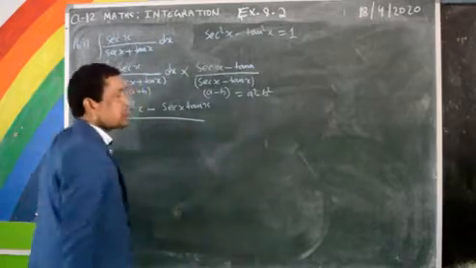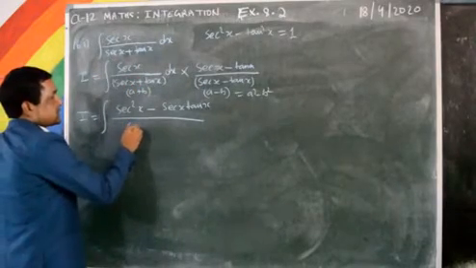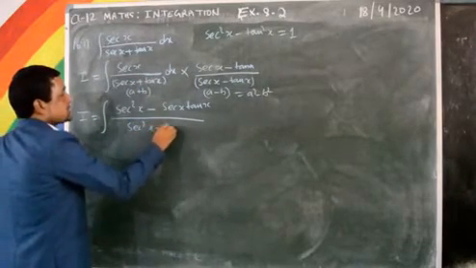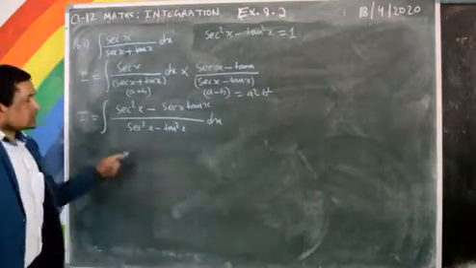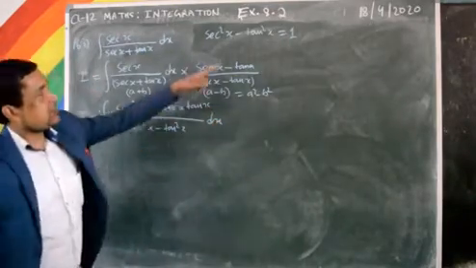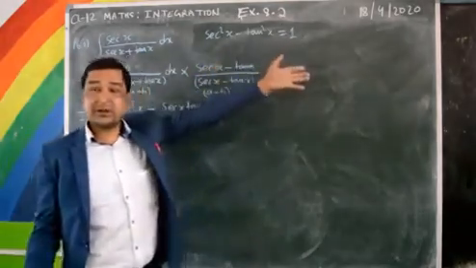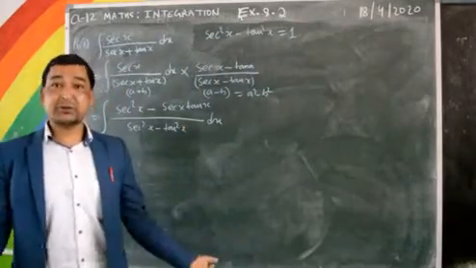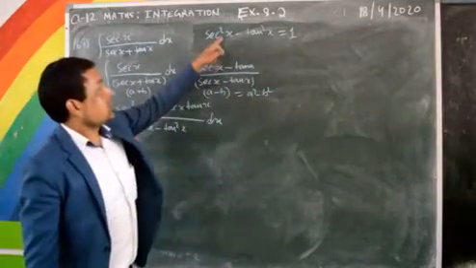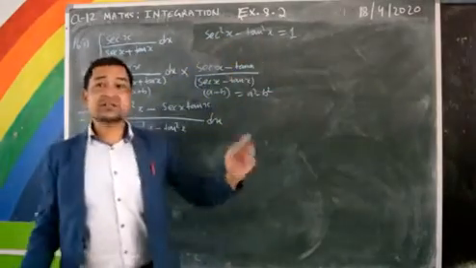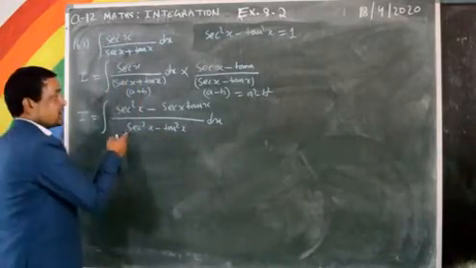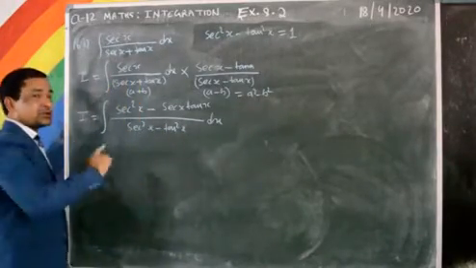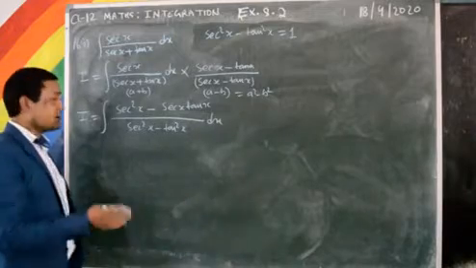We are going to use the formula. That means this is sec square x minus tan square x dx. Now sec square x minus tan square x means 1. The numerator is already removed. The question is converted into simple form. Now we are going to write the numerator only. There is no denominator because the denominator is 1.